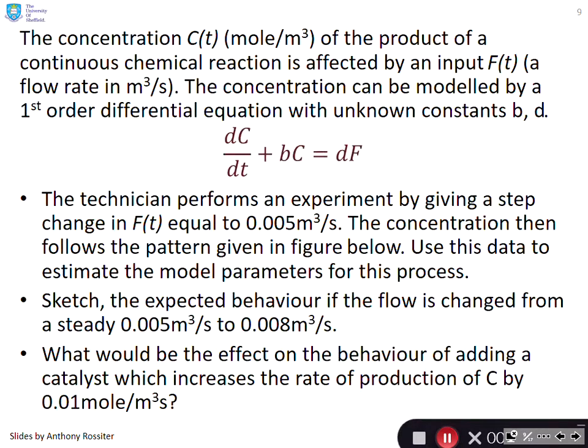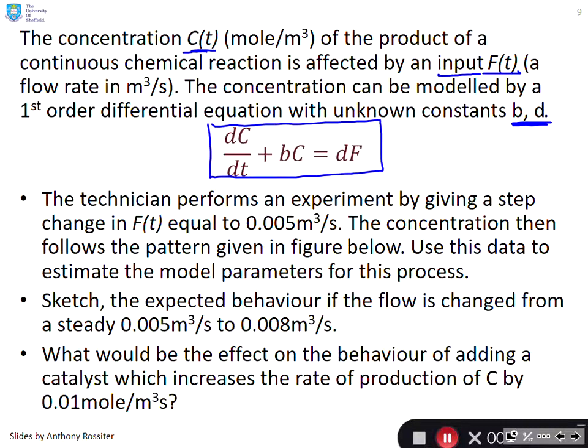Let's go straight to the question we're looking at today then. The concentration C of t of the product of a continuous chemical reaction is affected by some input f of t. I'm not worried about what f of t is. It could be some dye or a chemical or something else. The concentration, you're told, can be modelled by a first order equation of this form: dc/dt plus bc equals df, with two unknown constants b and d.